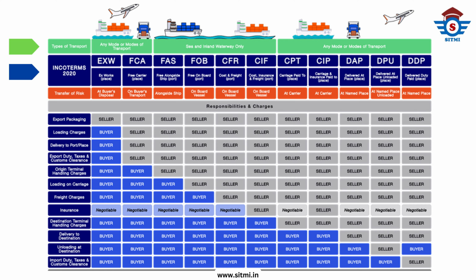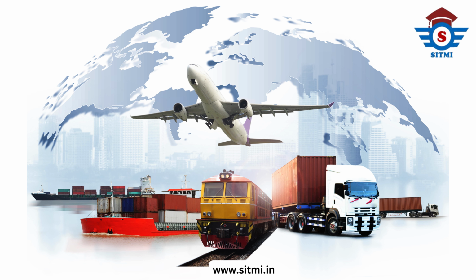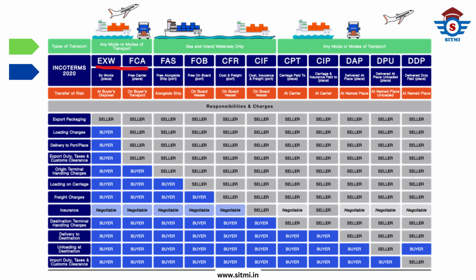As you know, there are usually three types of transportation in international business: road transport, sea transport, and air transport. So here EXW (Ex Works) and FCA Incoterms are used for any mode of transport. However, FAS, FOB, CFR, and CIF are only used for sea transportation. And again, CPT, CIP, DAP, DPU, and DDP are used in any mode of transportation.